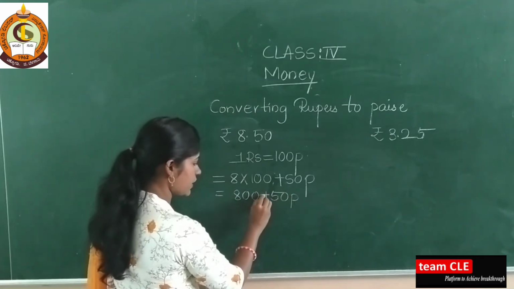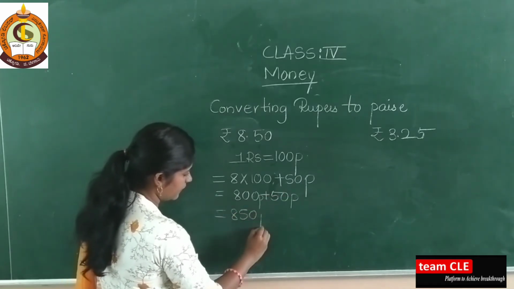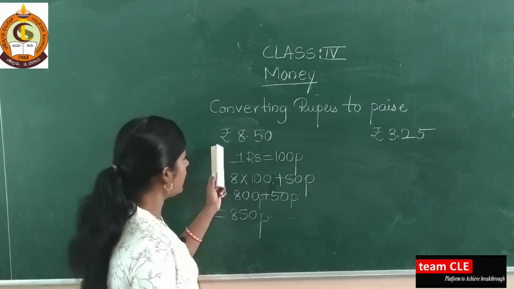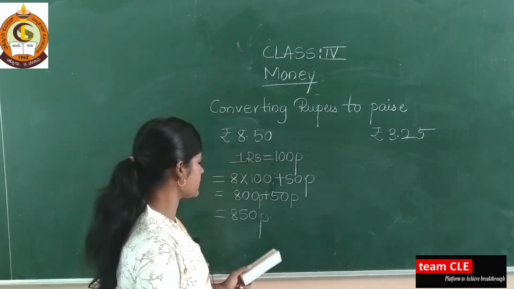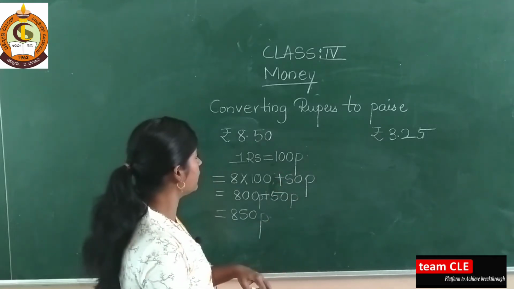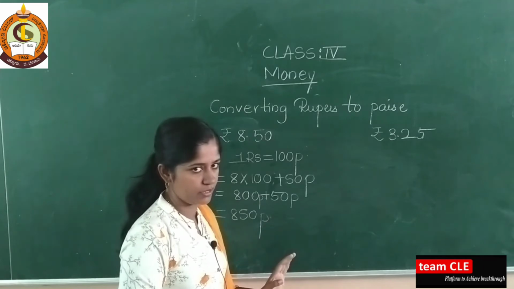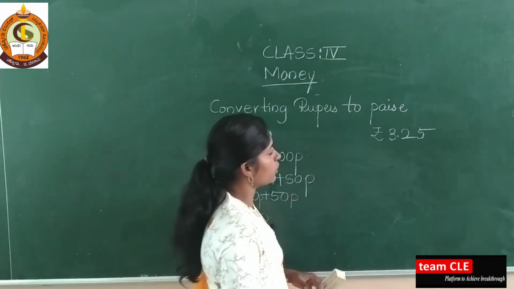Okay, so this is also there in paise. 800 plus 50 is 850 paise. So after converting, 8 rupees 50 paise is 850 paise. Dear students, here I am converting a bigger unit to a smaller unit, so I am multiplying. So here, next one more example.